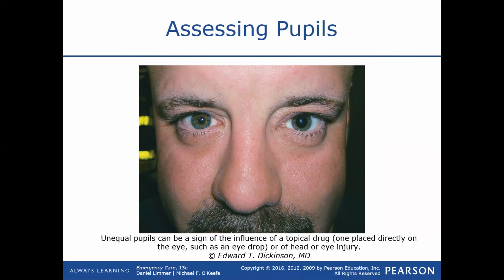I've never seen this in drugs myself, but that is something that could be going on. I would be more concerned about head injury or stroke.